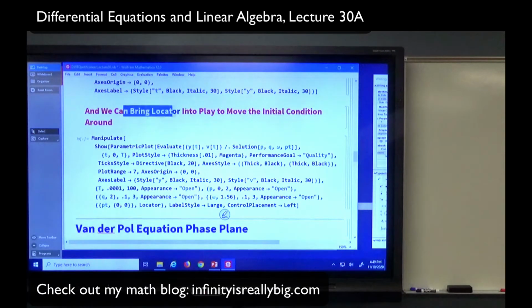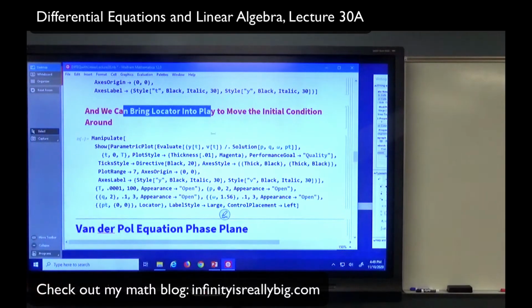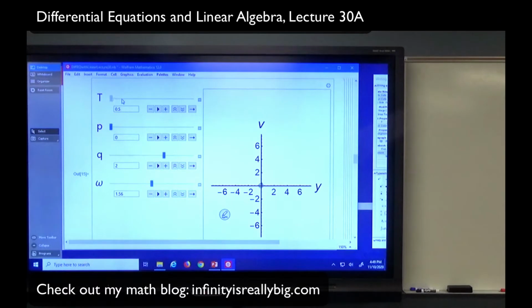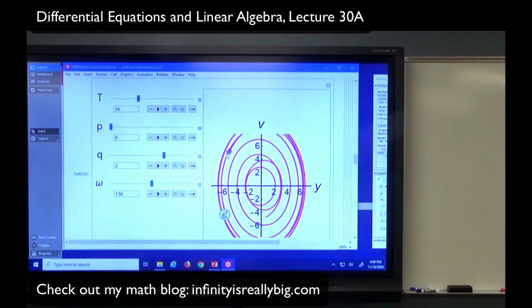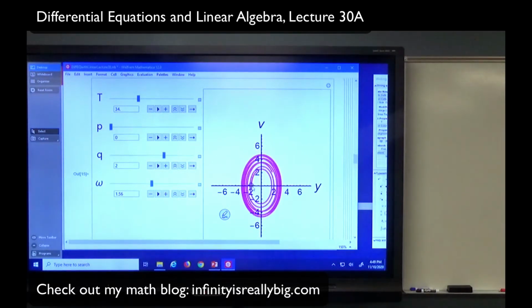Now, though, we can also bring, this is the most fun part, we can bring something called Locator into play, with syntax that's kind of strange. You just kind of have to copy and paste it that you see here. To make an animation, I'm also allowing myself to change p, q, and omega with these kinds of symbols here. And Locator can change your initial condition. So I'm moving the cursor over here to change the initial condition. We still get a solution that crosses itself and over time does still demonstrate the beat phenomenon.